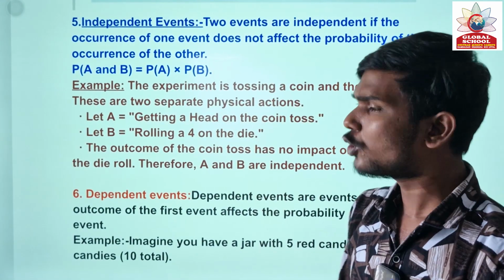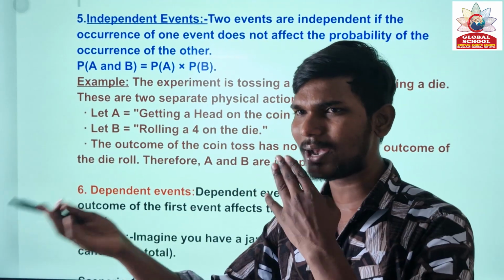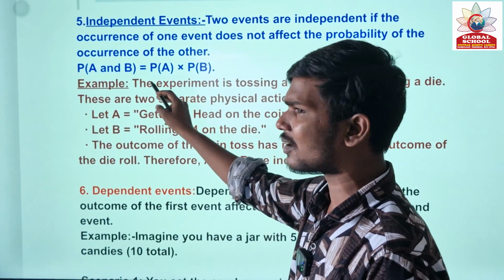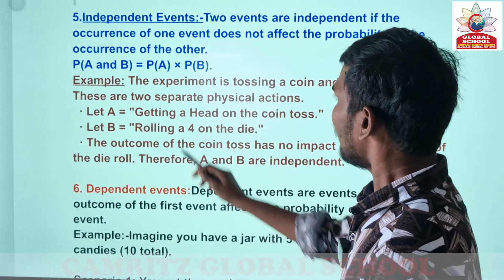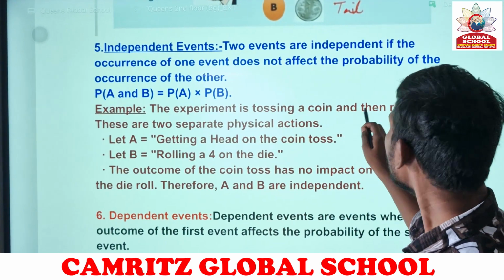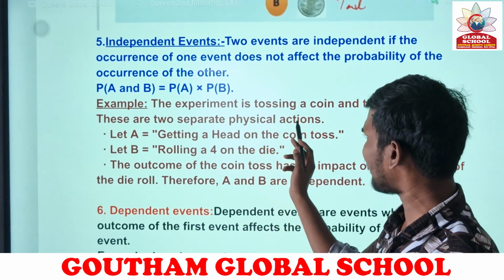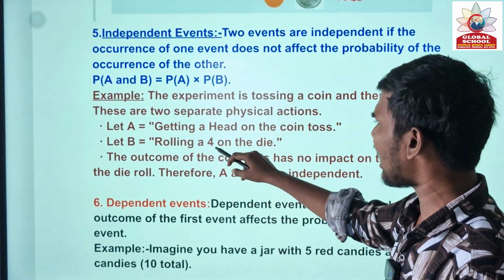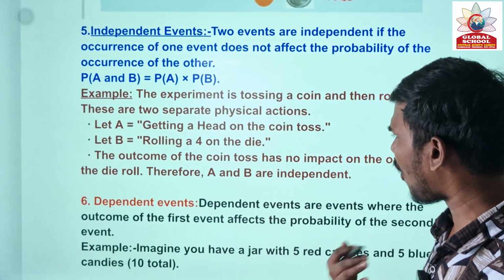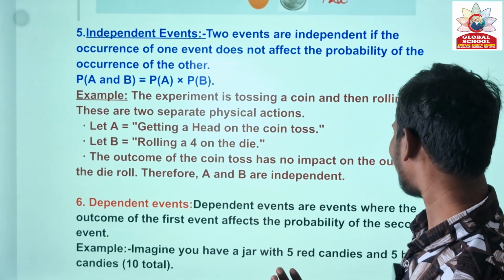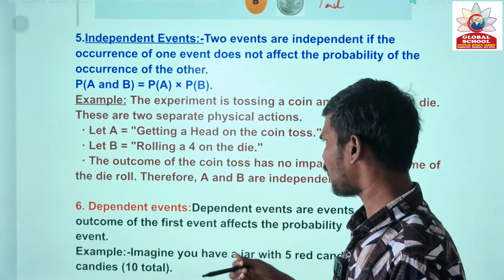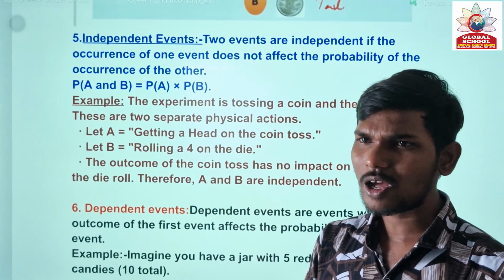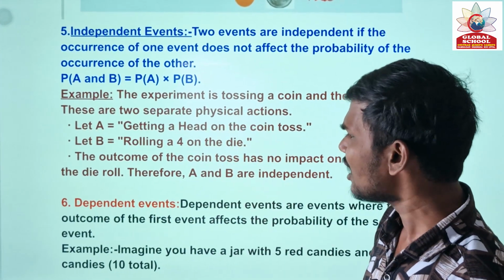Next, independent events. Two events are independent when one event does not depend on the other event. P of A and B is equal to P of A into P of B. Example: the experiment is tossing a coin and then rolling a die. These are two separate physical actions. Let A be getting a head on the coin toss. Let B be rolling a 4 on the die. The outcome of the coin toss has no impact on the outcome of the die roll. Therefore, A and B are independent. One event does not depend on the other, so they occur independently. Such events are called independent events.